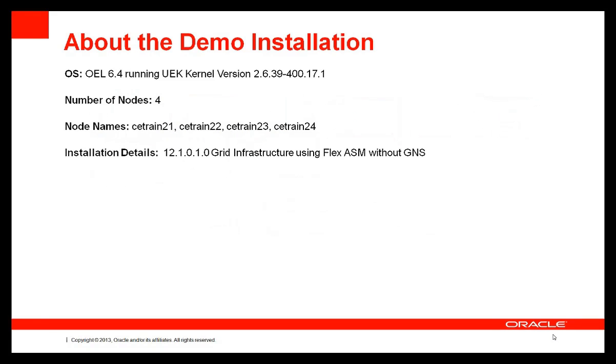A little bit about the demo installation. We'll be installing on Oracle Enterprise Linux 6.4, running the UEK kernel version 2.6.39. This is a 4-node cluster. The node names are CEtrain21, CEtrain22, 23, and 24. Installation details, again, we're installing 12.1.0.1.0 Grid Infrastructure using Flex ASM without GNS.